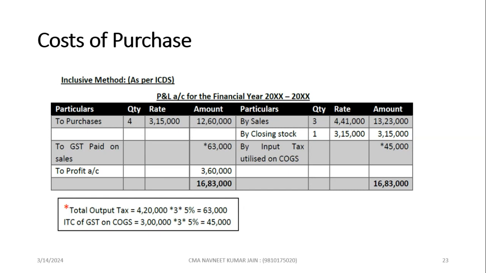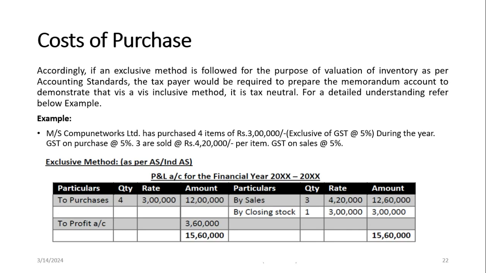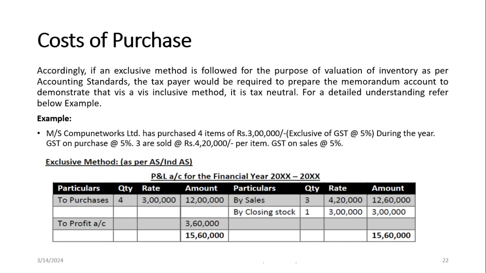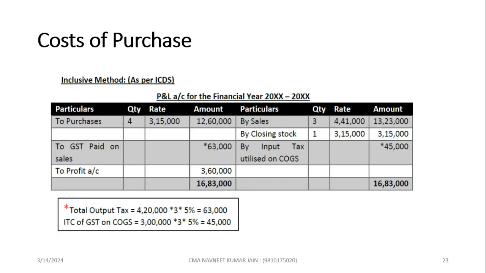Now in this ICDS inclusive method, our purchases will be 4 items at the rate of 3,15,000. Why 3,15,000? Because the original price was 3 lakh rupees, but there was a GST at the rate of 5%. So this gives you a tax of 15,000. It will be added to that, and the total cost of purchase would be 12,60,000 as against 12 lakh. Because 3 lakh rupees, 3 into 4 is 12 lakh, 12 lakh at 5% is 60,000. So this gives you a total debit of 12,60,000 rupees.